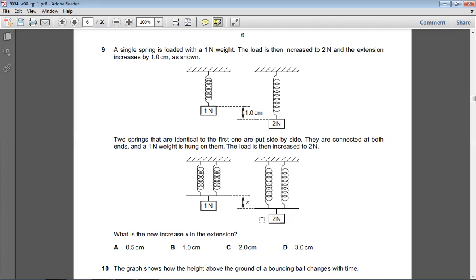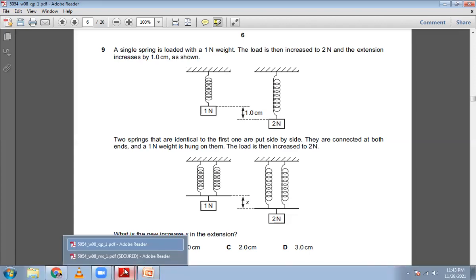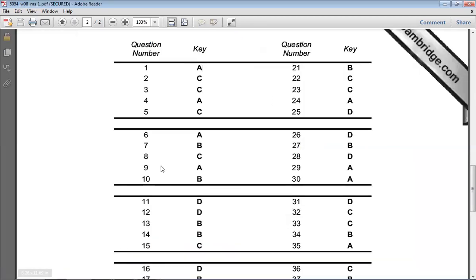So for 1 Newton increment, the extension is 1 centimeter. When the increment in the load will be only 0.5 Newton, then the extension will also be only half of the extension which was before. So the extension in the spring will be 0.5 centimeter. It's a little tricky question, but I hope that you have understood this. So that was question number 9A part, and its answer is 0.5 centimeter. So we have taken A choice. Question number 9A is the right choice, sir.